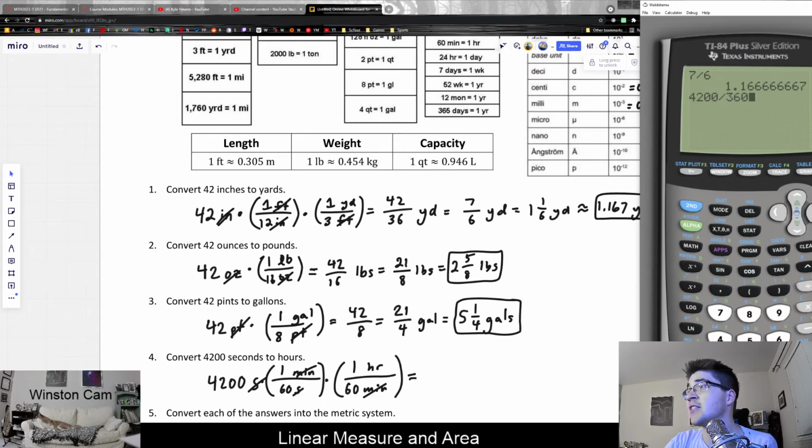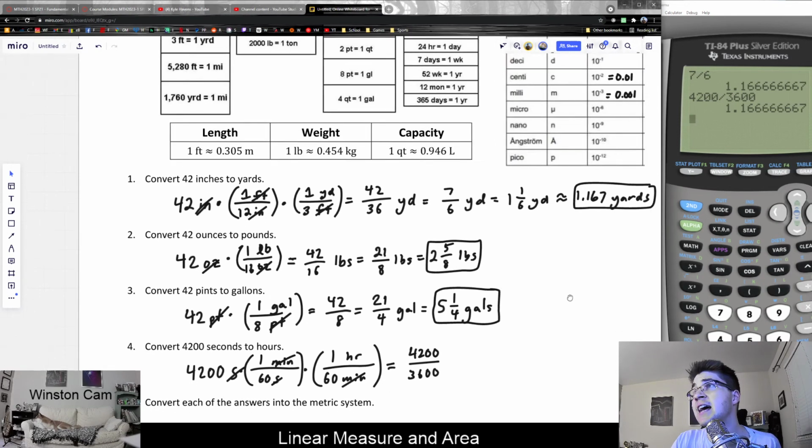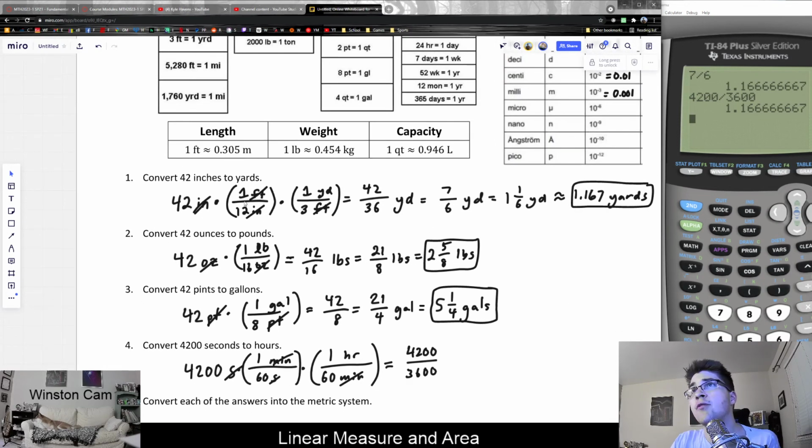And actually, sorry, not 360. I misspoke and said 360. The denominator here, 60 times 60 would be 3,600, right? Because there's 2 zeros there. Very easy mistake to make. But if I do this, obviously I could just directly multiply. I'd have 4,200 divided by 3,600. The zeros will cancel. And actually what I'll end up having is exactly what we got from our inches to yards. I'm going to have 1 1/6 hours.